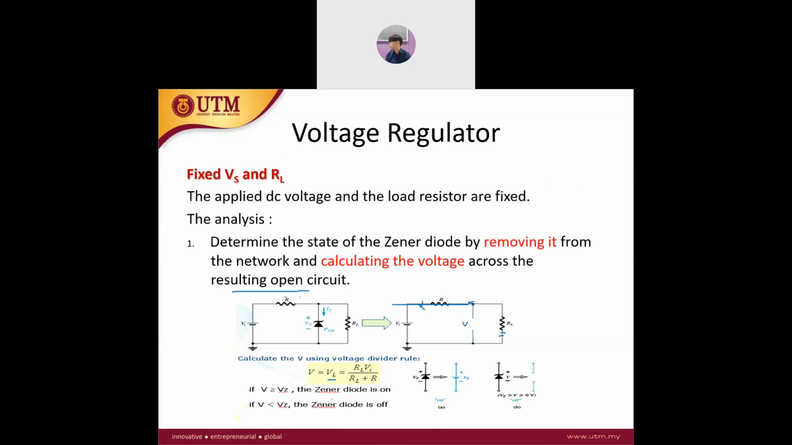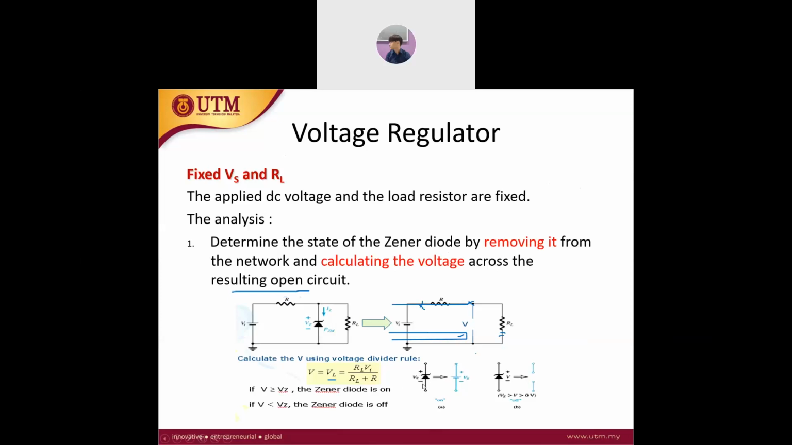If our applied voltage is greater than the Vz, then our Zener diode is on. However, if our V is lower than the Vz, the Zener diode is off. It's just like a forward bias with not so much current. So for the on state, we change the color. The on state for the Zener diode.